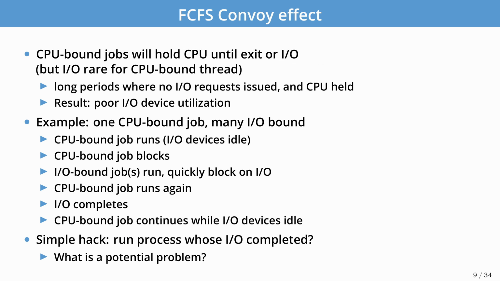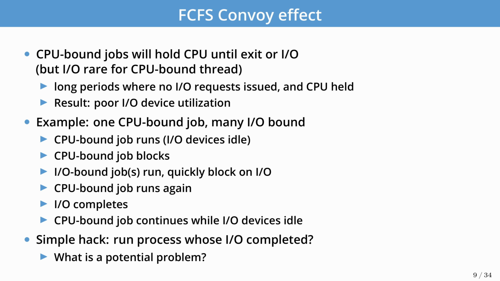So let's put these two things together to see what happens when we mix a CPU-bound job and an I/O-bound job. We're going to assume that the CPU-bound job is going to hold the CPU basically until it exits, or it does an I/O, but those I/Os are going to be very rare, while the I/O-bound job is going to mostly be doing I/O and doing small computations in between. If we were to mix these two tasks on the same system, on the same core, using a first-come, first-served scheduler, we would see that the CPU-bound job would run for a while, and the I/O device would be idle, and the CPU-bound job then suddenly blocks.